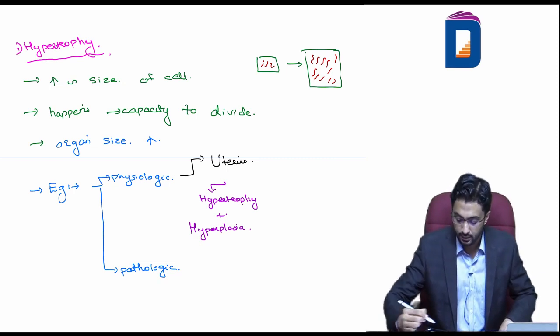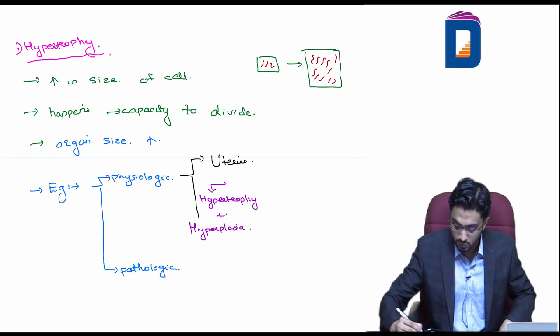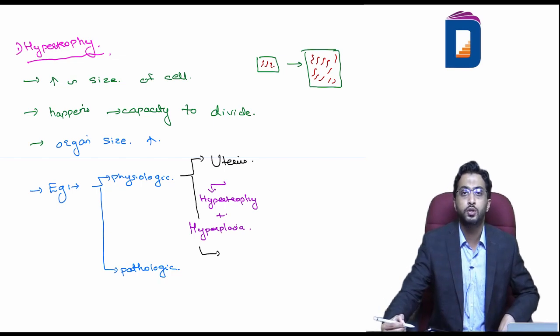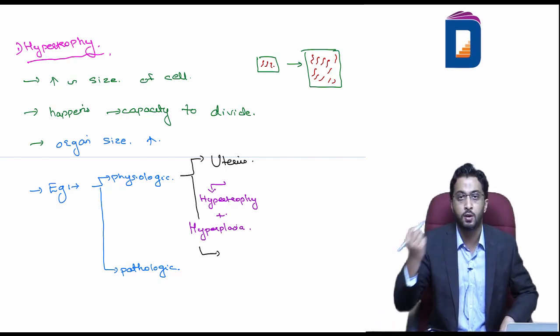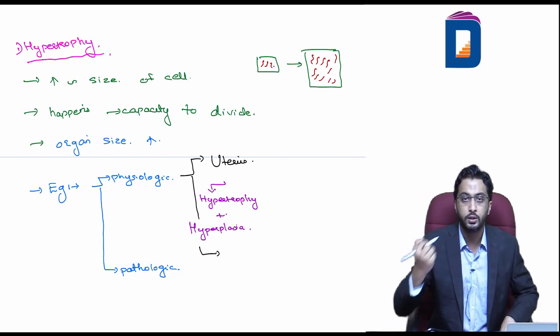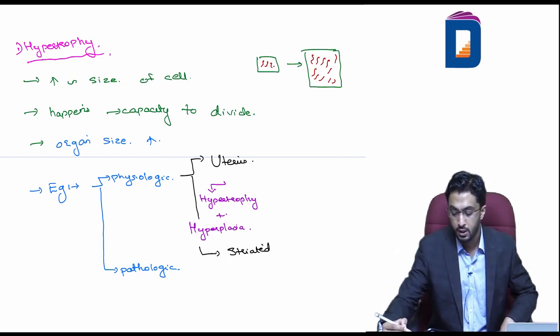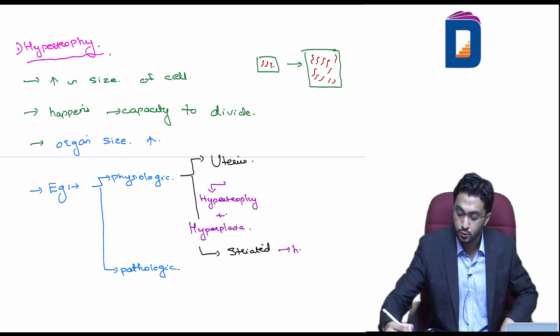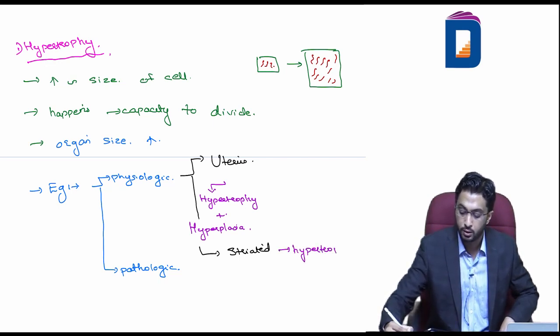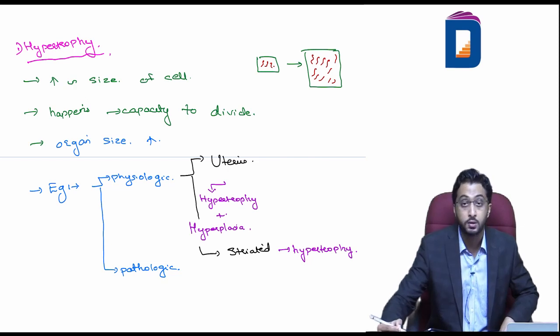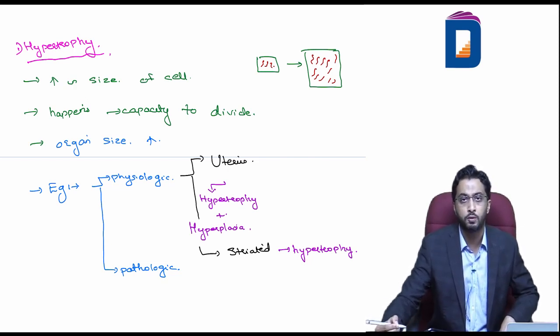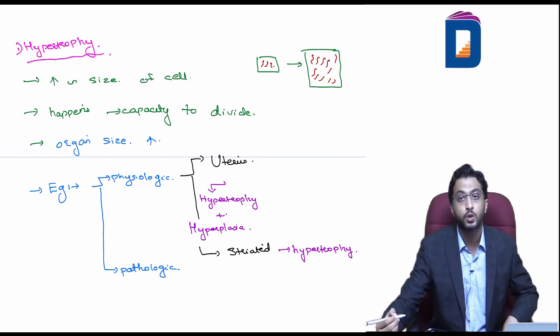Now another very common example of physiologic hypertrophy is a person going to the gym, taking the dumbbells and all. The muscles of the hand are composed of striated muscles. So these striated muscles undergo hypertrophy. There is no hyperplasia because the skeletal muscle cells have no capacity to divide much. So it only undergoes hypertrophy. These are the two examples of physiologic hypertrophy.